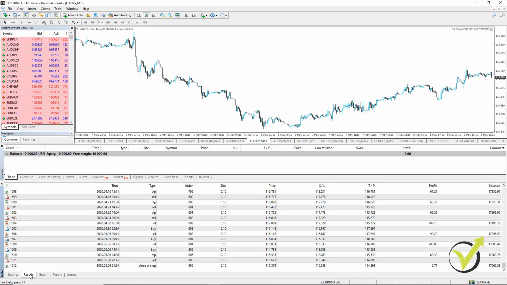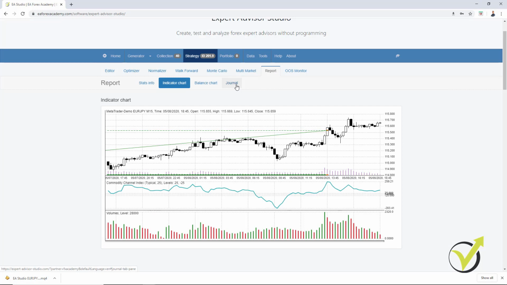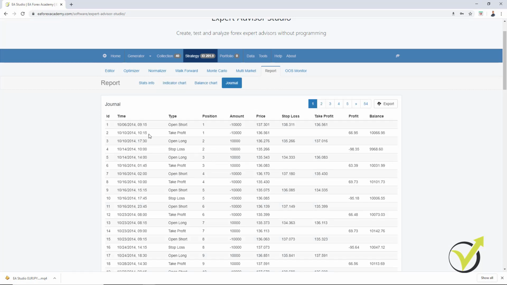And as well, if you compare the results in the MetaTrader backtest and the backtest in EA Studio, if I go to journal, you will see that these are the very same trades that happened, or the very same events which this CCI indicator strategy executed.